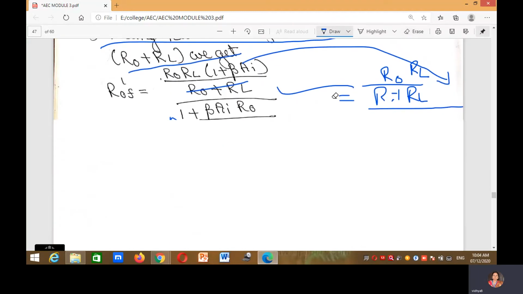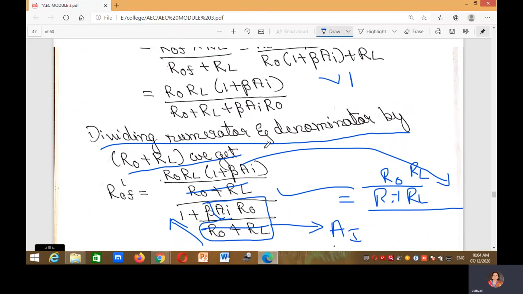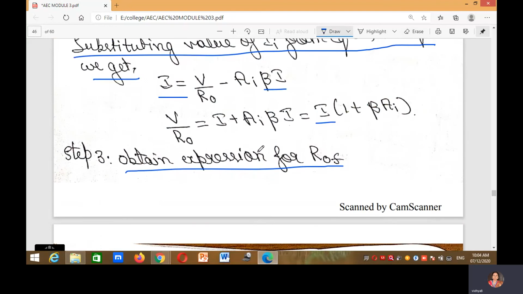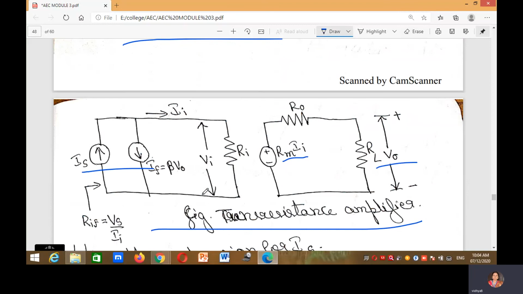Once again I will write here. This AI into R naught divided by R naught plus RL, they will write as A suffix capital I. Always remember the same steps are used to find the output resistance and the input resistance. In the next class, we shall discuss the problems.